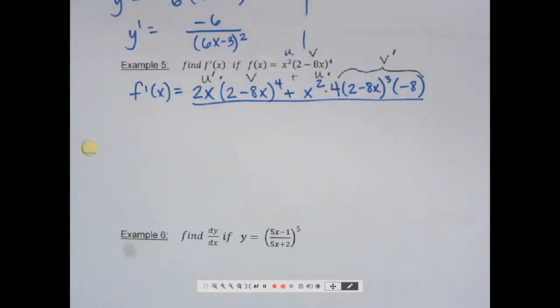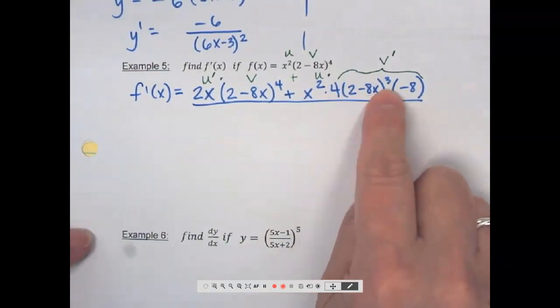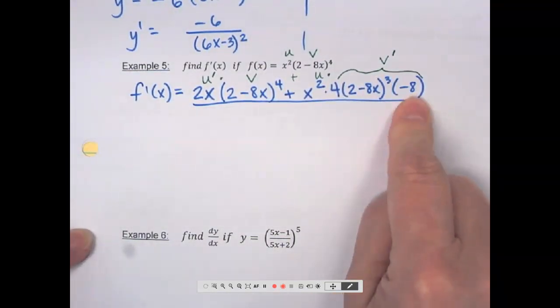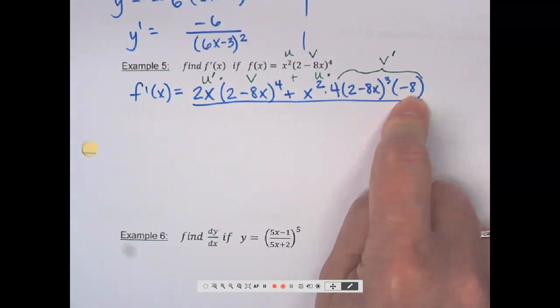Say that again, Cammy. Why, when we take the derivative of the whole thing, do we also take the derivative inside if we already took the derivative of the whole thing? Because we did not yet take the derivative of 2 minus 8x. This was taking the derivative of the power of 4, then the derivative inside.